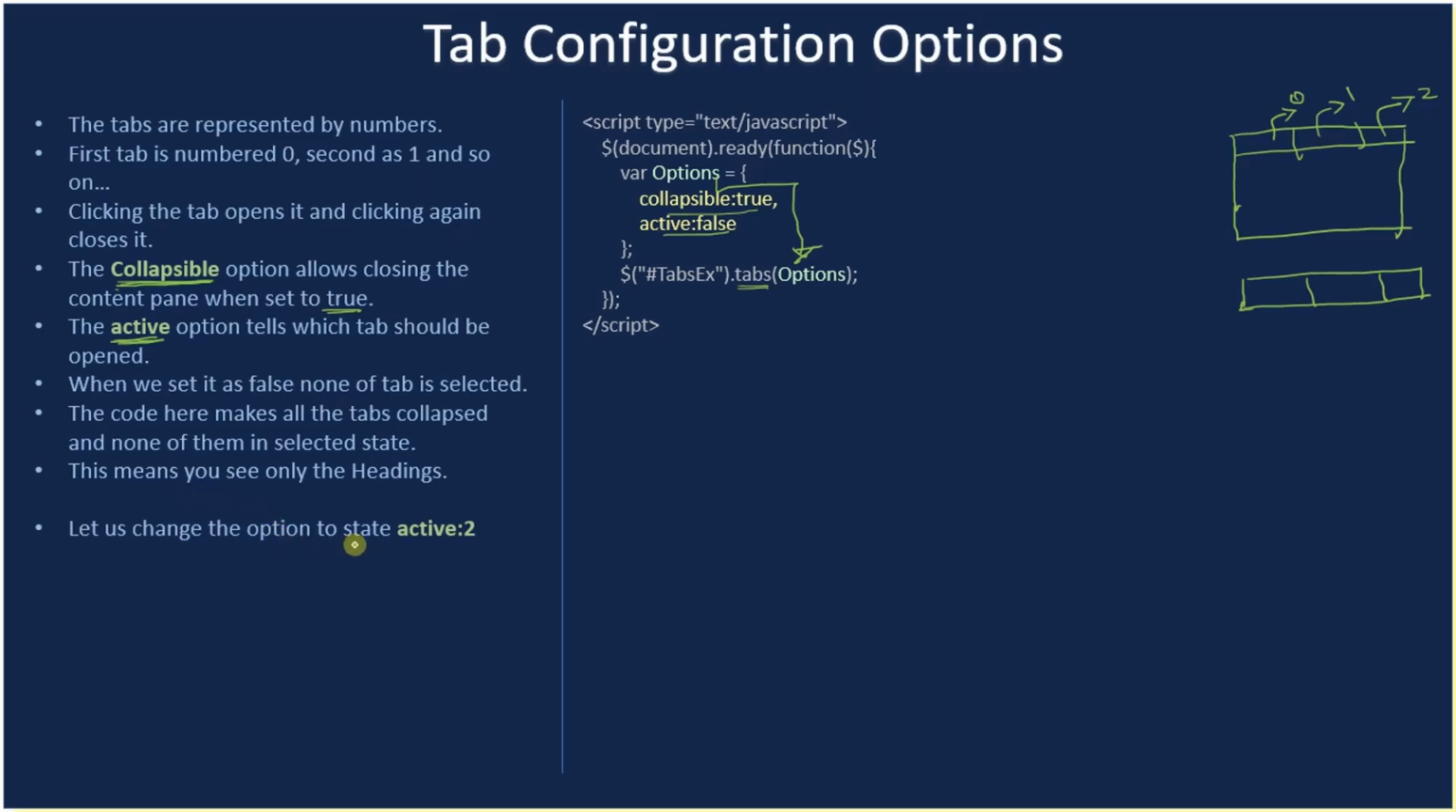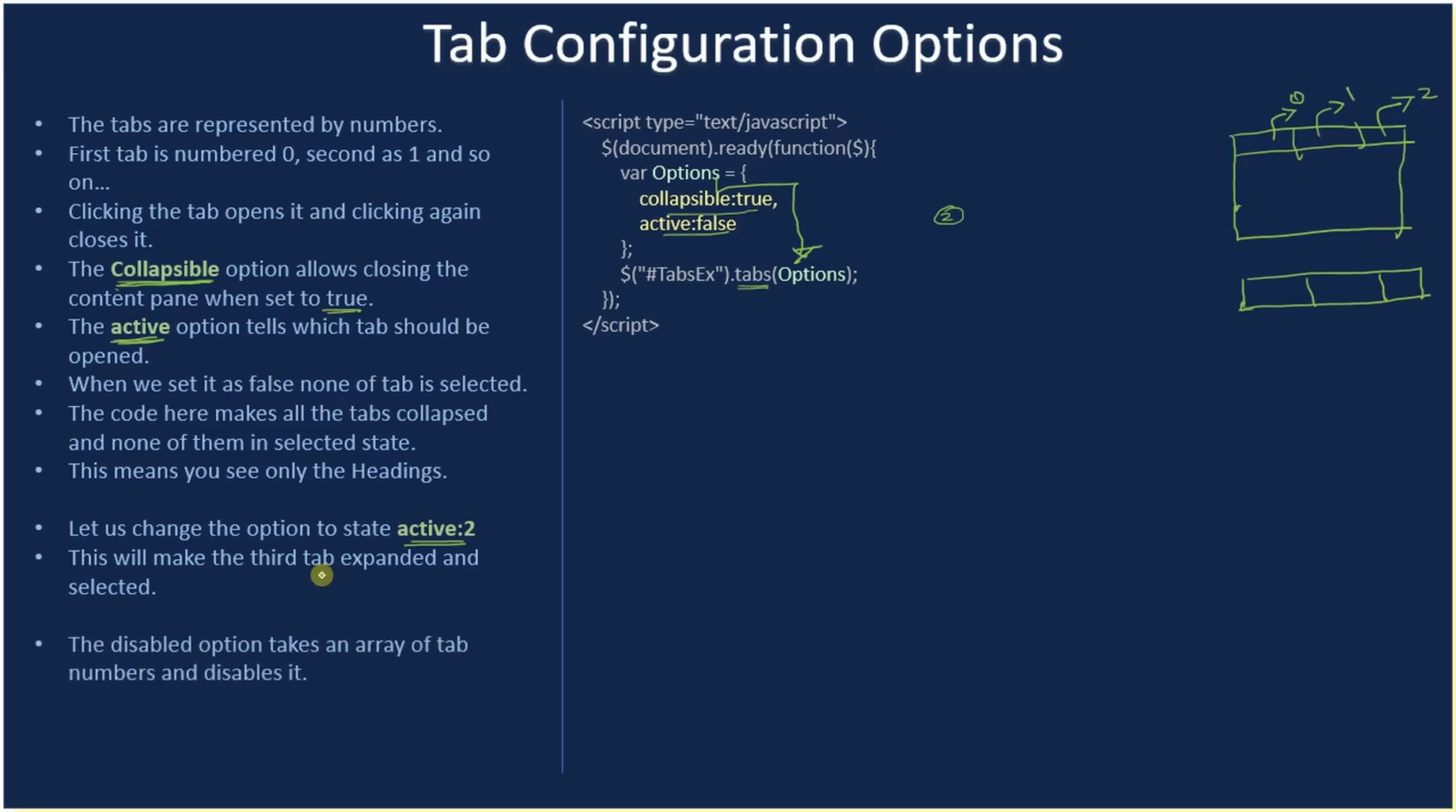Let's change the option to state active 2, right? Here false is there, and if you set it as a number, then you are stating that when the tab is displayed, display that tab initially. Here active is false. You can set it as 2 also, or 1 or 0, just to say which tab you want to open. This will make third tab expanded and selected. That means when you set active 2, this will make third tab expanded and selected.